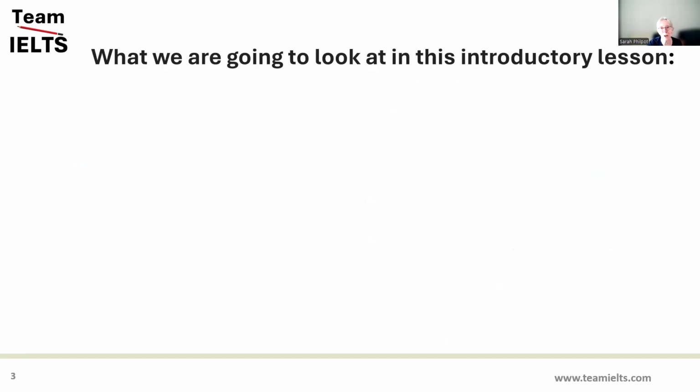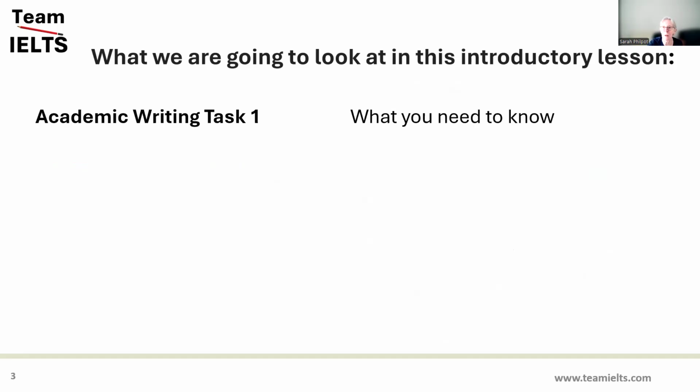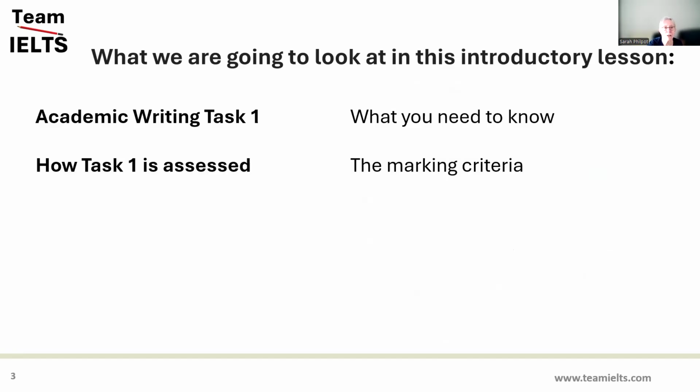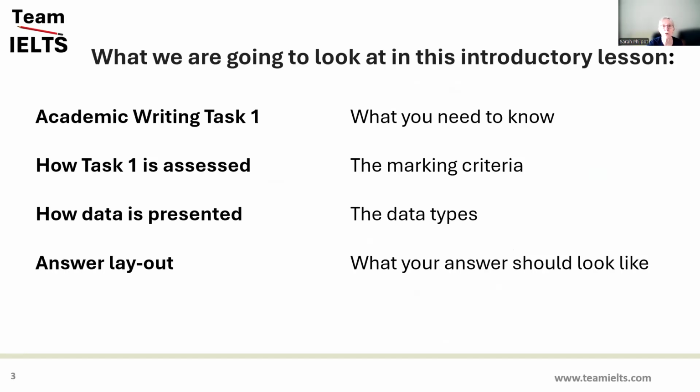Okay, so let's go through the program. What we're going to look at in this introductory lesson? First of all, we're going to look at the most essential facts, if you like, information about academic writing task 1. And we're going to look at what the examiner is looking for, how they will assess your work. We're also going to look at what the question looks like. So what sort of data types might you have to deal with? Also going to briefly discuss how you should lay out your written answer, your report, and finalise with some top tips for writing task 1.